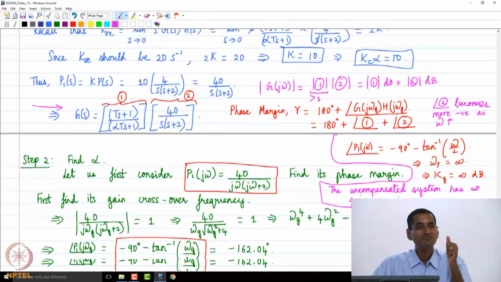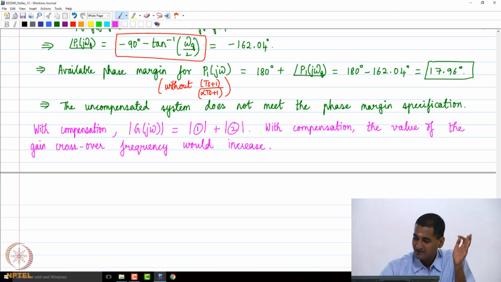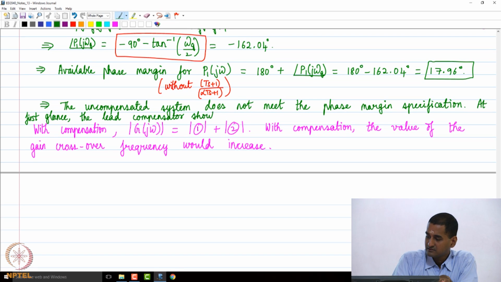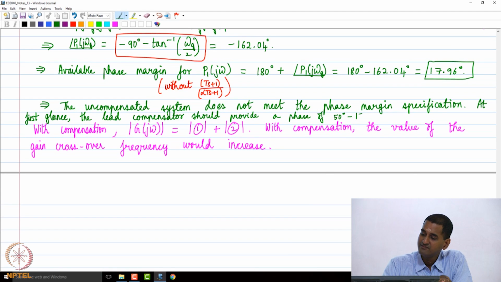So as a rule of thumb, we say that the uncompensated system does not meet the phase margin specification, and at first glance the lead compensator should provide a phase of 50 degrees minus 17.96 degrees, which is going to be 32.04 degrees. That is what we can observe at first glance, right.